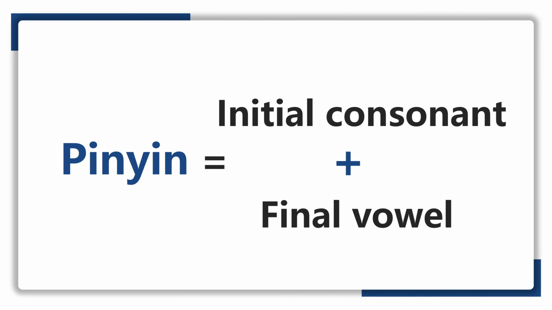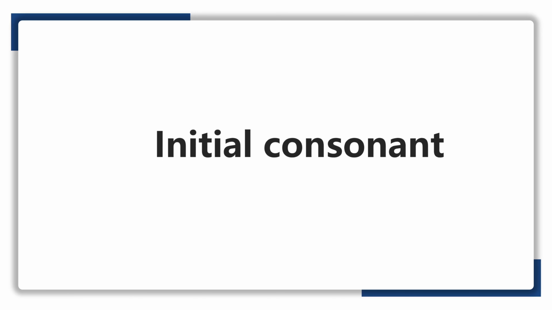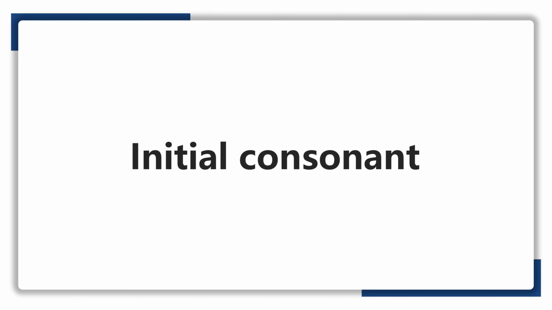Next, let's take a look at how to pronounce these initial consonants and final vowels. I have to admit that the following content will be a bit long and boring, and it will be a bit difficult to remember all of them at once. But it's okay, you can save this video first and then watch it again, like looking up a dictionary when you need it later. There are 23 initial consonants. So, then let's read these initial consonants.